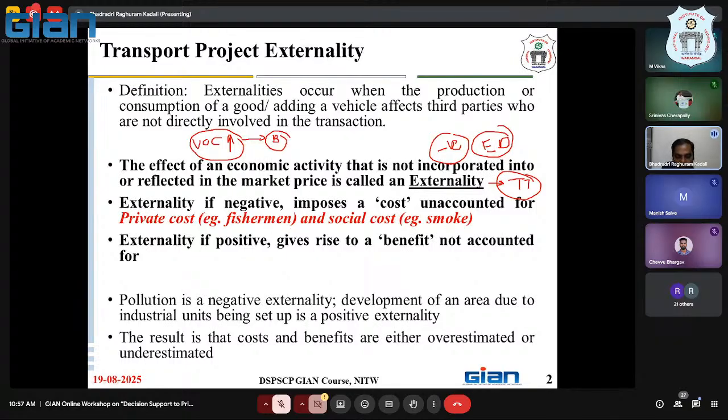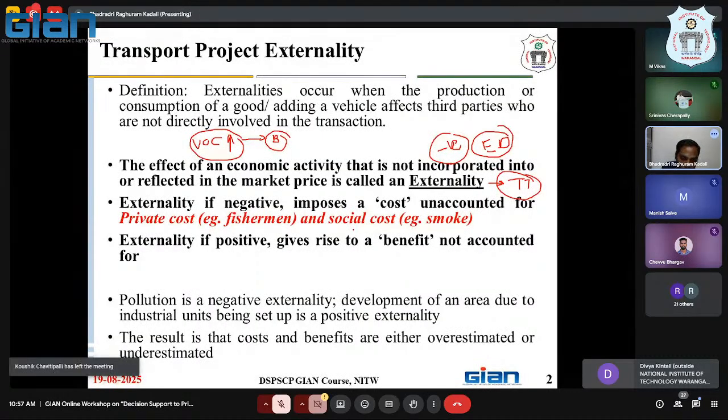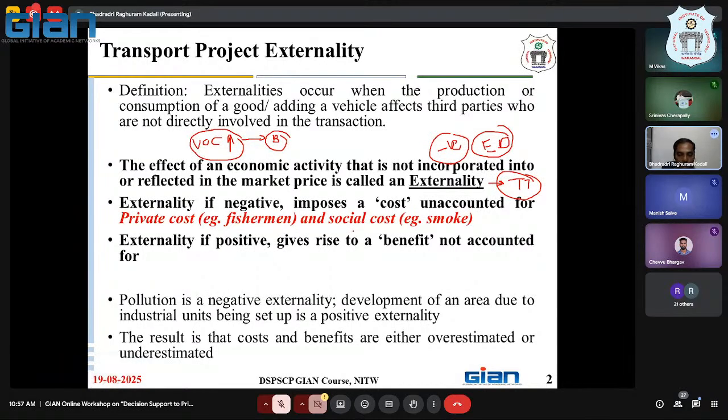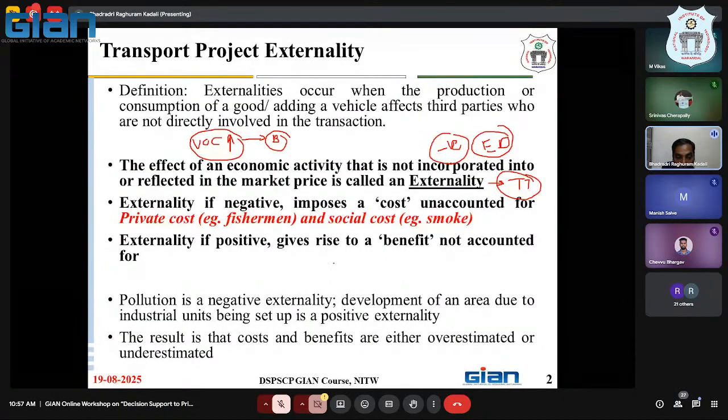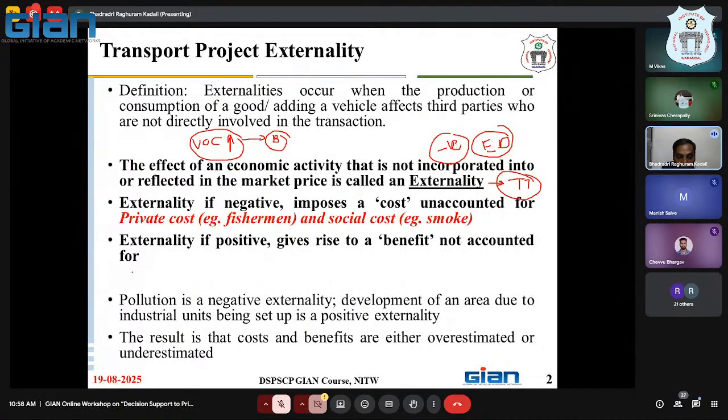From the private vehicles point of view, you are adding vehicles into the network day by day, year on year. More and more vehicles are passing on a specific network or road category, and whatever pollution, vibrations or noise you are generating is completely unaccounted for. That is the negative aspect. And an externality, if positive, gives rise to a benefit not accounted for. You might be reducing the travel time, but you are not directly accounting for that.